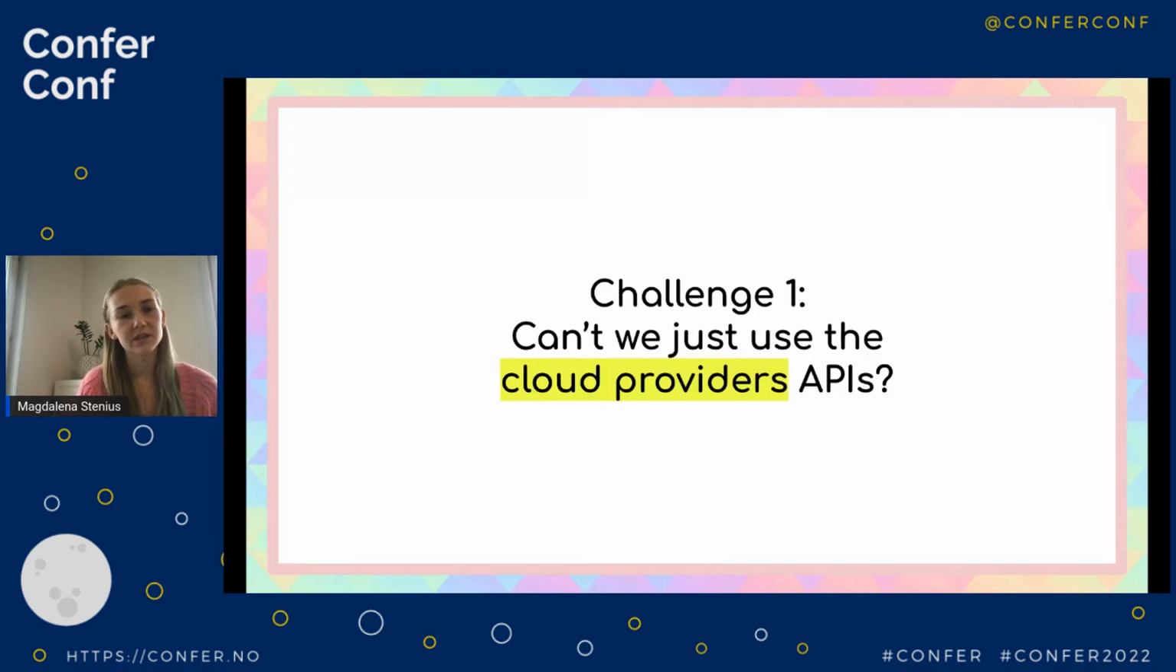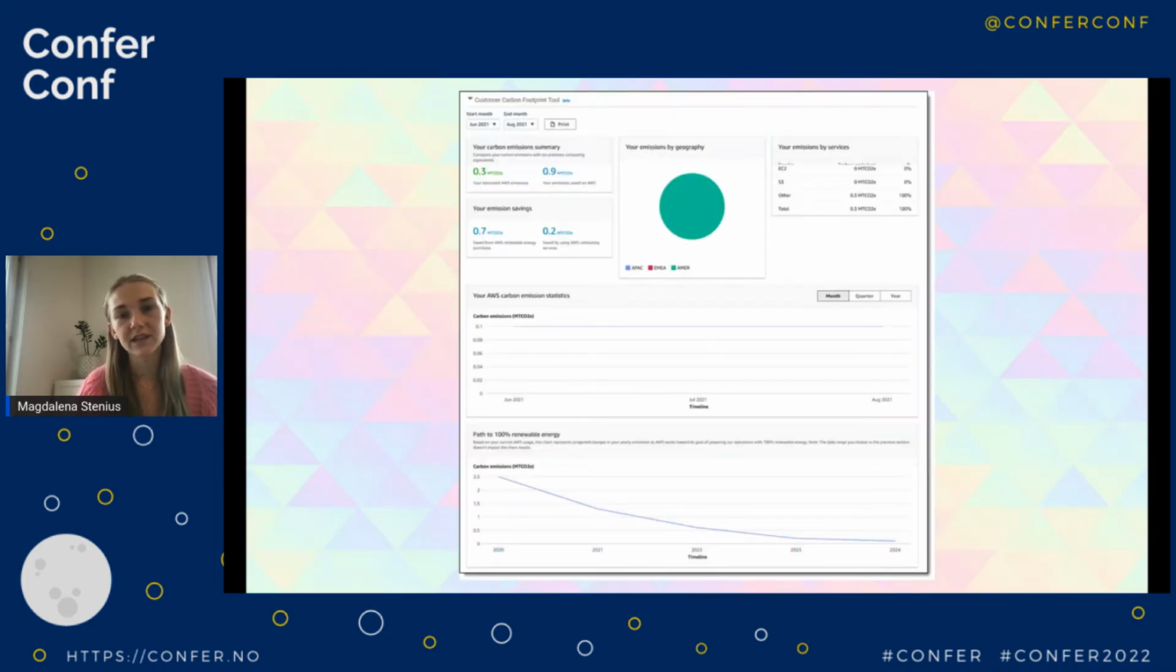So our first challenge was, since all of our customers or almost all of our customers are using cloud providers, can't we just easily access this information in the cloud providers' APIs? For example, AWS has just recently launched their carbon emissions footprint tool. And we see similar initiatives also coming from Azure and from Google Cloud, where the cloud providers themselves are offering to tell customers how much their carbon footprint has been for a specific amount of time. This is AWS's kind of sales picture for this feature.